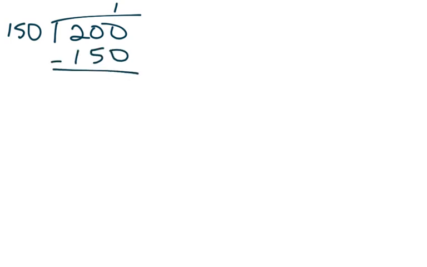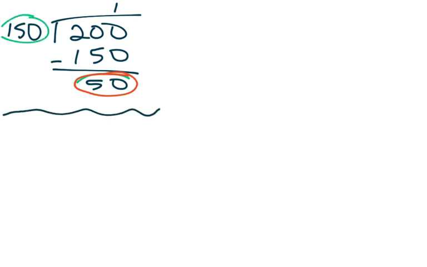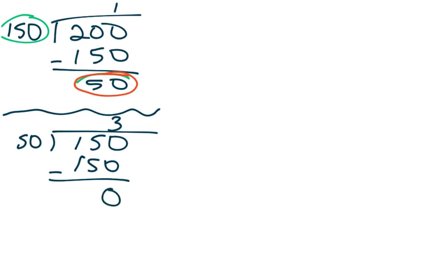So 200 divided by 150 is going to be 1, with a remainder of 50. And then we want to use our remainder and our divisor to create a new division problem. 50 as the new divisor, 150 underneath. That goes in perfectly. We have 3 times 50 giving us 150, and we got to 0.